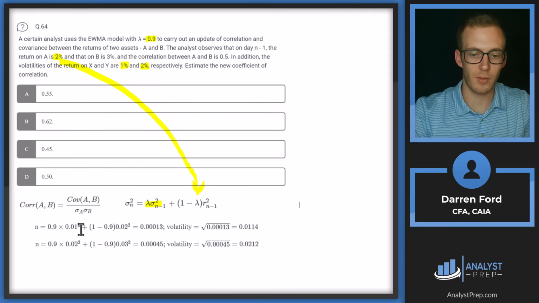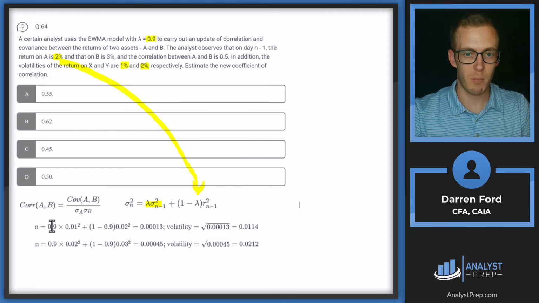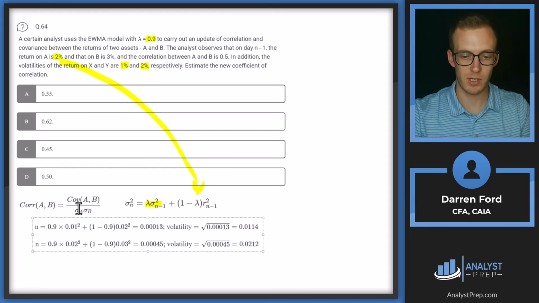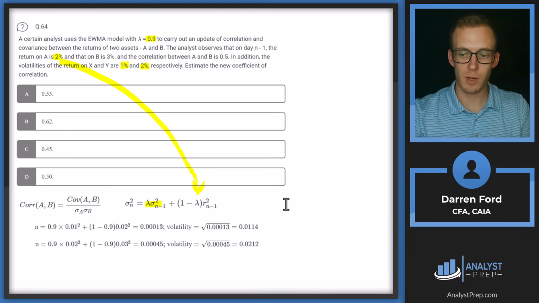So this is what those calculations are going to look like. We've got that 0.9 multiplied by 0.01, which is going to be that first volatility for A. And then we're going to be adding that to 1 minus the lambda times the return squared. And so that's going to equal 0.00013, and then volatility is going to be the square root of that, which gives us 0.0114. So to be clear, this number is going to get plugged in right down here, new standard deviation of A, and then 0.0212 plugged in right here for B. So that's where those numbers are going to come from.